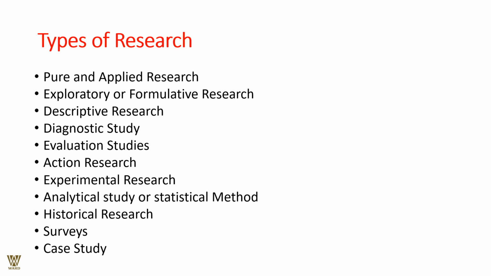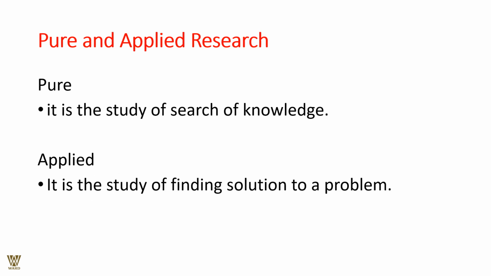Diagnostic research is all about cause and effect. Evaluation studies, as in why a particular outcome came, because of which factors, because of which input, because of which parameters that was skewed. Action research is definitely yes, we try to predict the outcome, but only before the experiment has been conducted. Then we need to understand what the expected outcome was and what the actual outcome was. Experimental research, analytical studies or statistical methods of coming up with a fair degree of accuracy, historical research, where what has been done previously can be extrapolated, extended, surveys and case study. These are the various types of research.